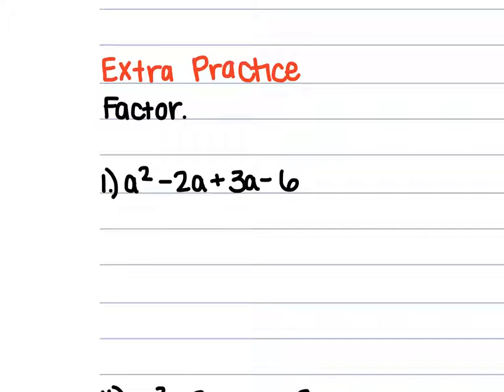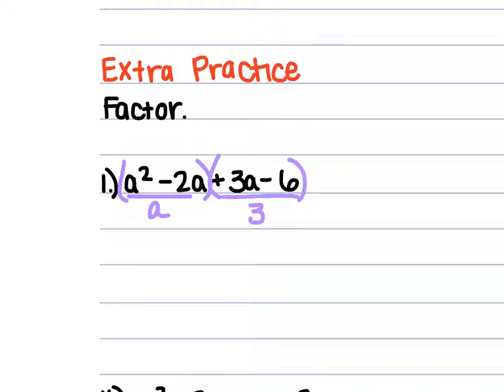If we look at some more examples for 1, we have a squared minus 2a plus 3a minus 6. We're going to factor by grouping here because we have 4 terms. So we're going to do a squared minus 2a in parentheses and then the 3a minus 6 in parentheses. Our greatest common factor with the a squared and the 2a is an a. The greatest common factor between the 3a and the negative 6 is 3.